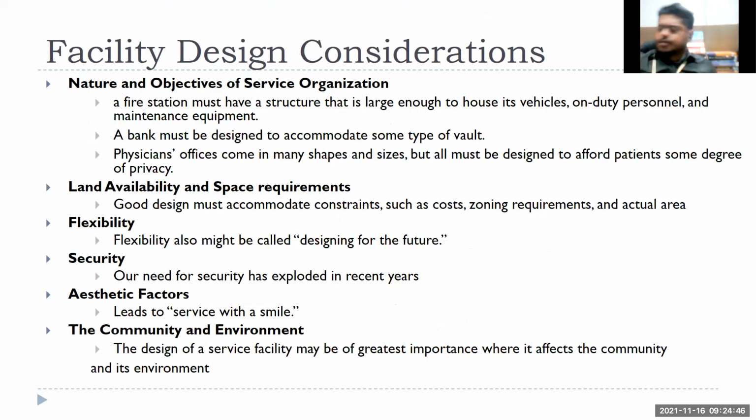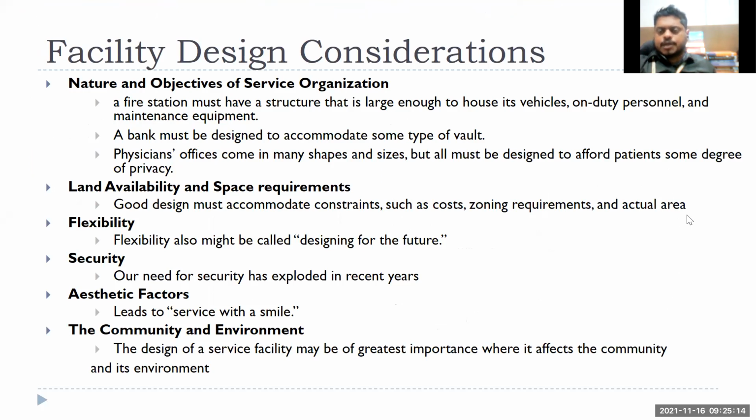So these are the few things which we discussed in the previous slide. Nature and objective of service organization. A fire station needs to be located where you have a large space to put all the vehicles. It should be nearby the road. For a bank, even if it is a small bank, ideally you should have some small area where a vault can be placed.